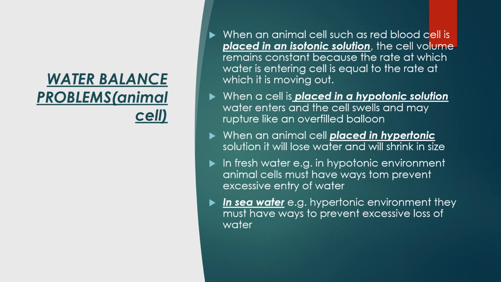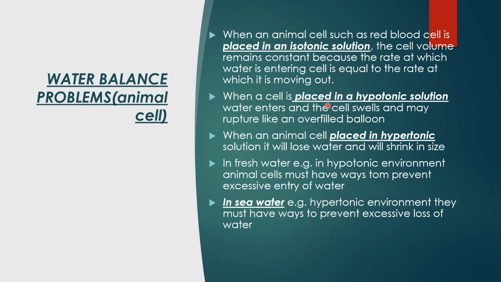Now we will discuss the water balance problem in animal cells. When an animal cell such as a red blood cell is placed in an isotonic solution, the cell volume remains constant because the rate at which water is entering the cell is equal to the rate at which it is moving out, because the solution is isotonic. The movement of molecules in and out is equal.